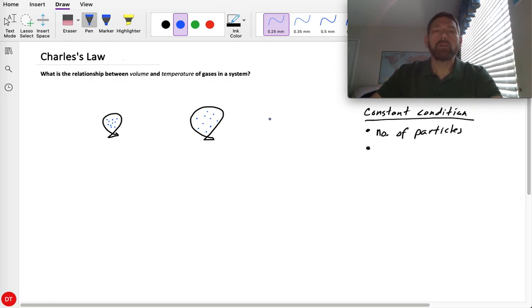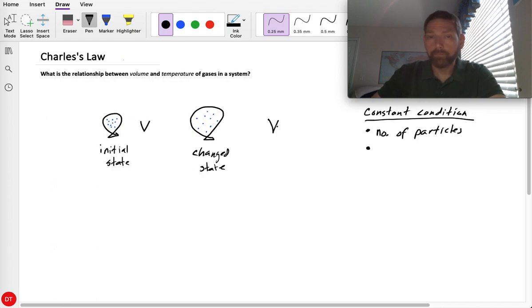So let's look at the two conditions. Again, this is what we will label our initial state, and this is our changed state. There's some volume here, and then there's some volume here. Obviously, there's an increase in volume here, and then here we have less volume.